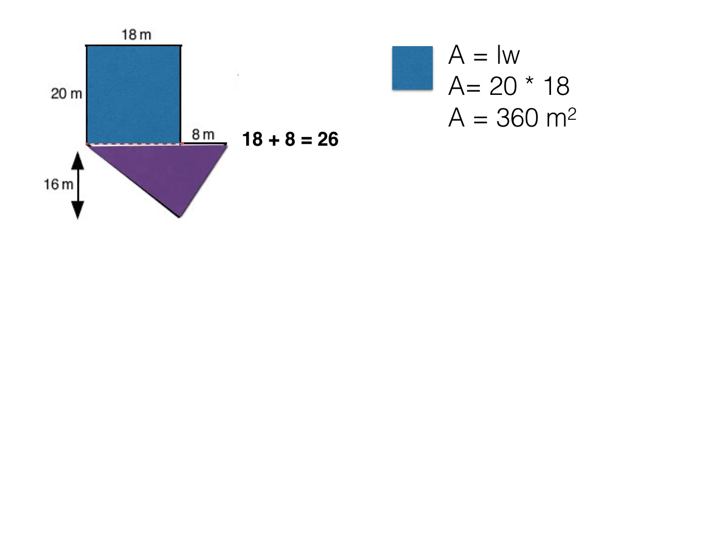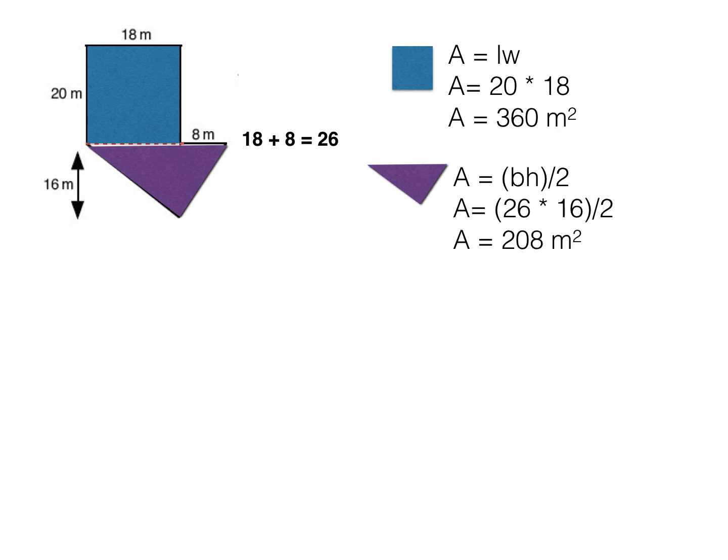Now let's find the area of the triangle. Area equals base times height divided by 2. Area equals 26 times 16 divided by 2. Area equals 208 meters squared.